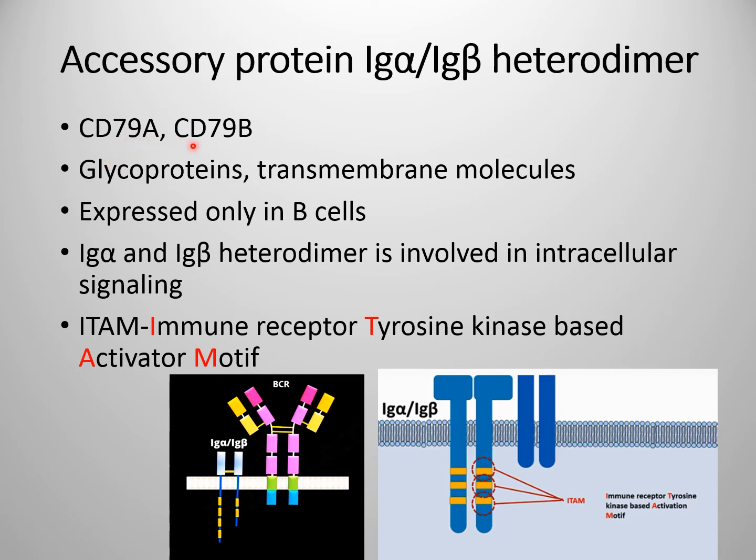CD79A and CD79B, A for alpha and B for beta. These are basically glycoproteins and are transmembrane, as you can see here. These are the ones which are only expressed on the B cell. So CD79A and CD79B are only expressed in B cells.